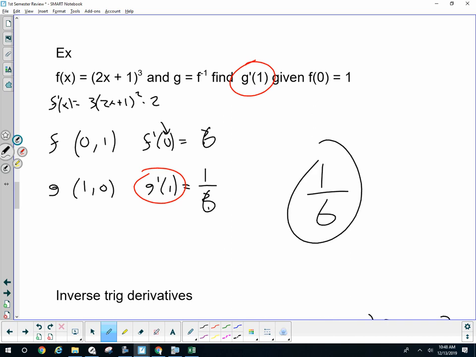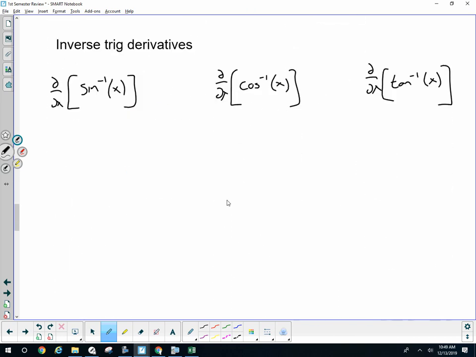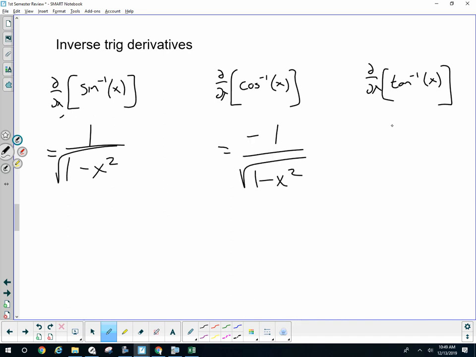Okay, this is the 0, 1, f prime of 0, 1, 0, g prime of 1. You may see an inverse trig derivative or two. Just to remind you of the formulas for the inverse trig derivatives, they're similar to each other. Sine and cosine are the same. Cosine's negative. Tangent's got a plus and no square root.